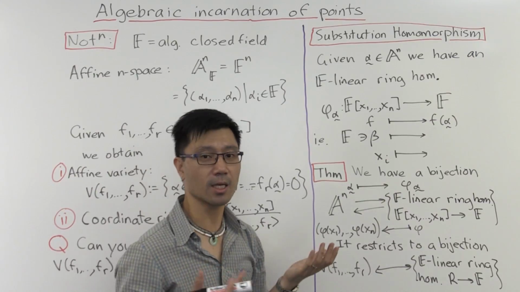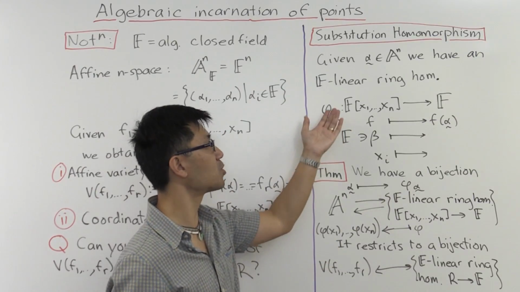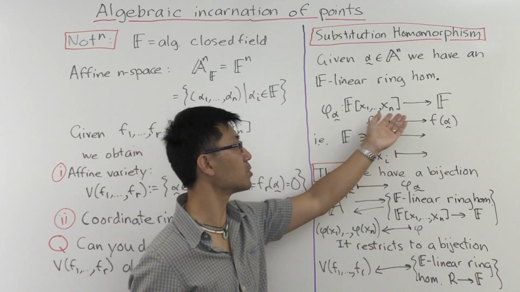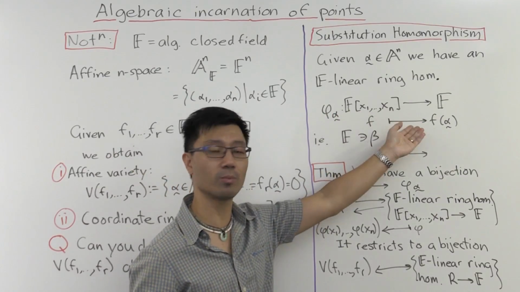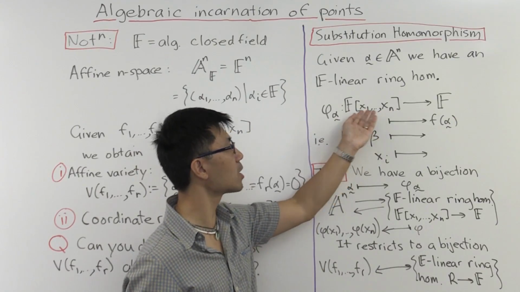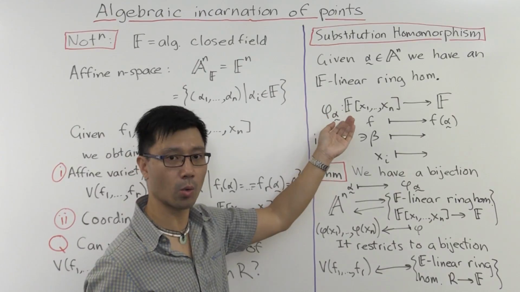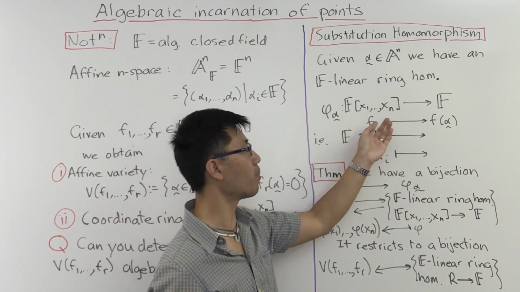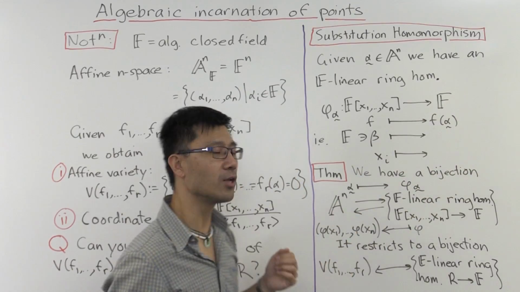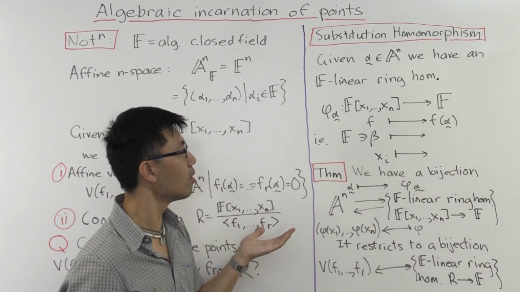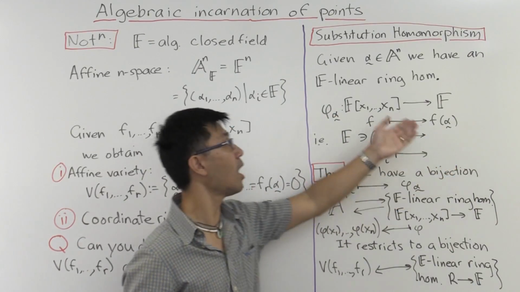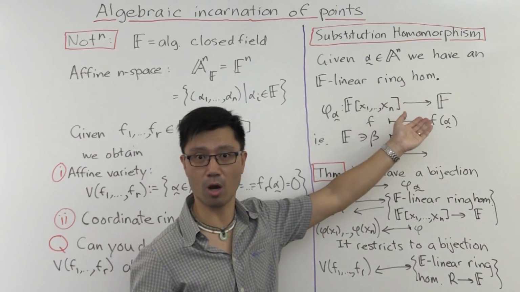Well, the point is that you have a substitution homomorphism. Given any polynomial in x1 up to xn, if you're given an n-tuple, you can substitute for these variables the corresponding coordinates of alpha. So the polynomial f just goes to f(alpha tilde). And you should have learnt in your first modern algebra course that this is a ring homomorphism. In fact, it's an F-linear ring homomorphism.